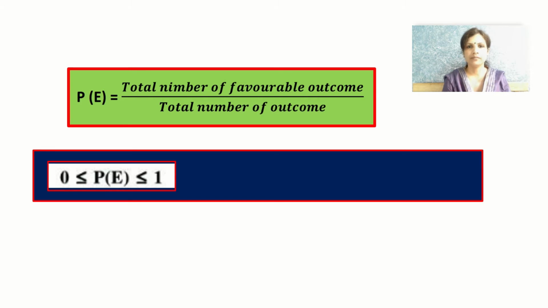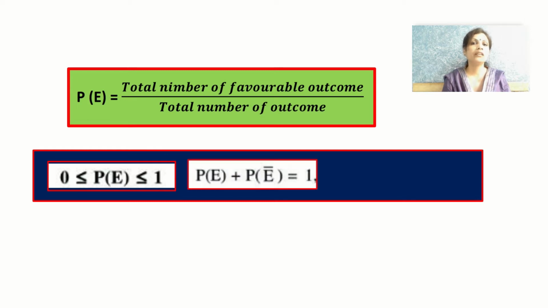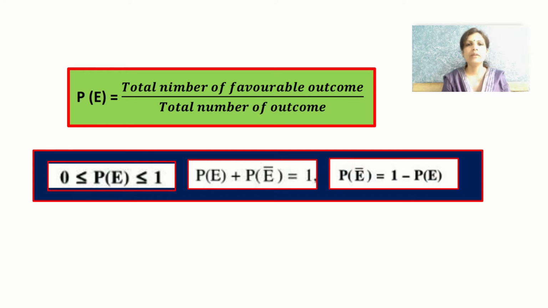Second important thing is probability of an event E plus probability of an event not E is always equal to 1, and from this we get another relation that probability of not E is equal to 1 minus probability of E. E stands for the event.